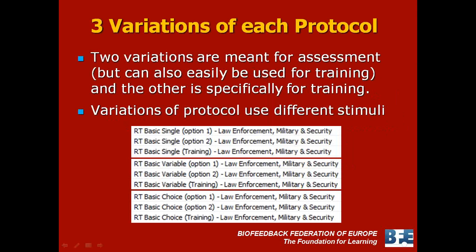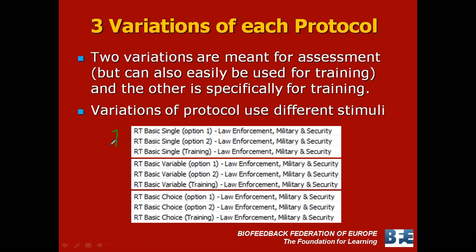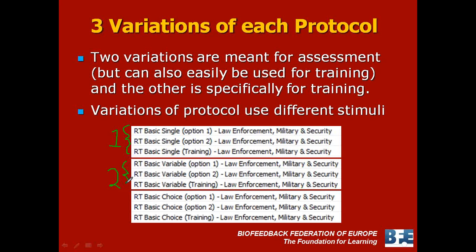Now, this might get a little complicated, but I assure you it's not as bad as it seems. Within the 3 protocol types, there's also 3 variations. So that's why there's 9 little choices right here. So the first protocol is single. Second is variable. And third is choice. And within each of those protocols, you have 3 little options. Or 3 variations, should I say.